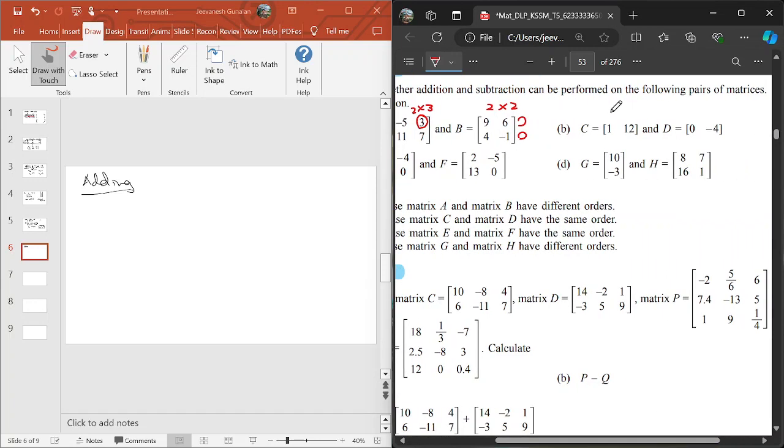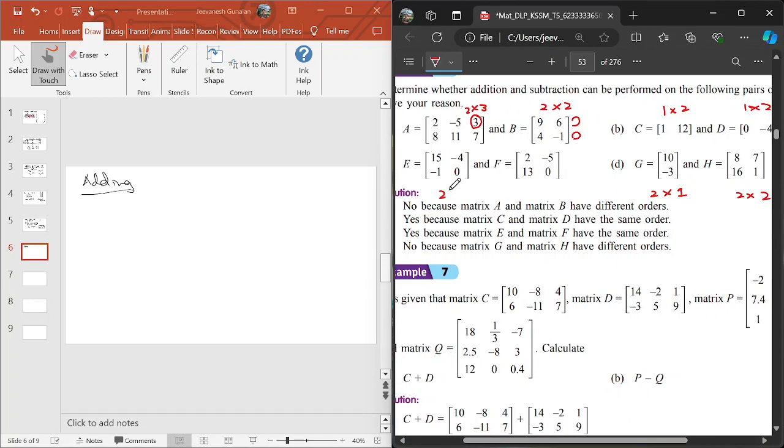Here the order is 1 by 2, and here it's 1 by 2, so you can do the operations. Here is 2 by 1, here's 2 by 2, so you can't do the operation. And then here you have 2 by 2 and 2 by 2, so you can do the operation.